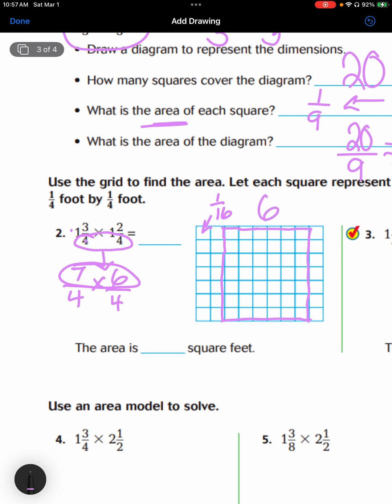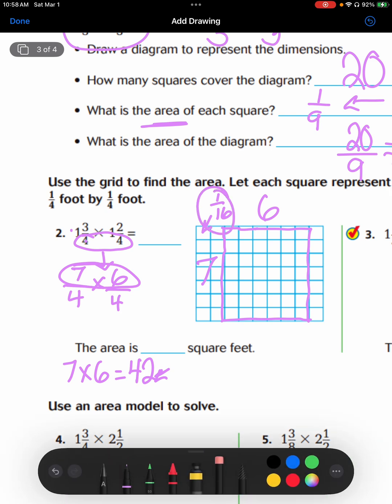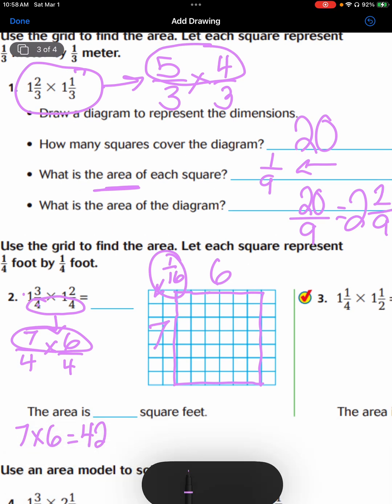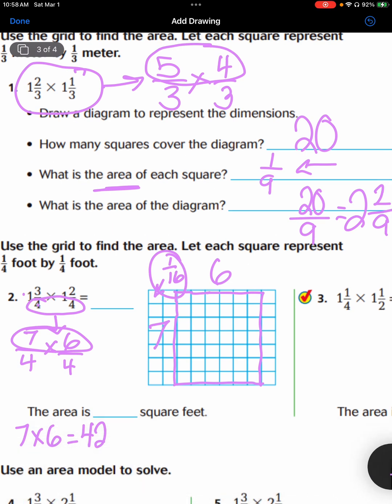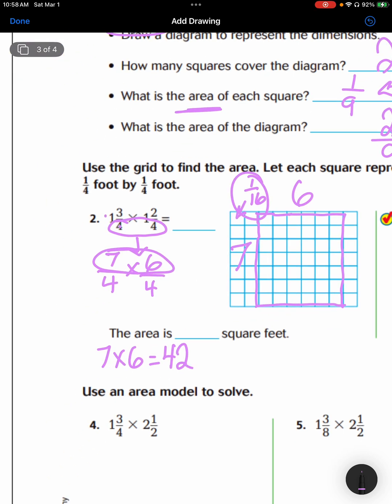So if I just do 7 times 6, that's going to get me to 42. So now if I know I have 42 boxes altogether, I have to multiply that by my 1/16. So now my equation then turns into 42 times 1/16. Okay, so remember, anytime it's a whole number, you just put it over 1. So now you have 42 over 16.